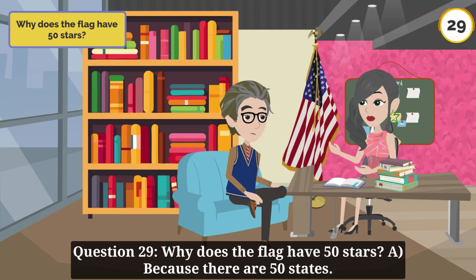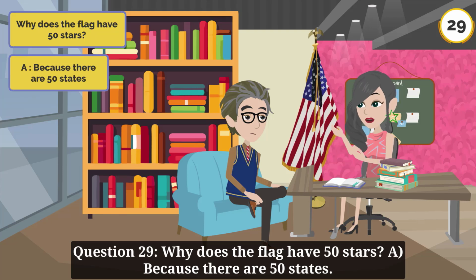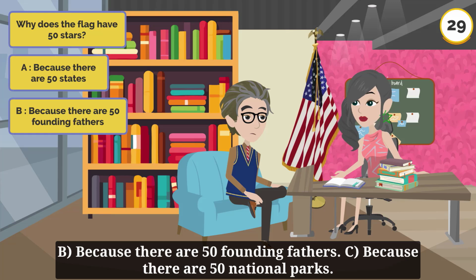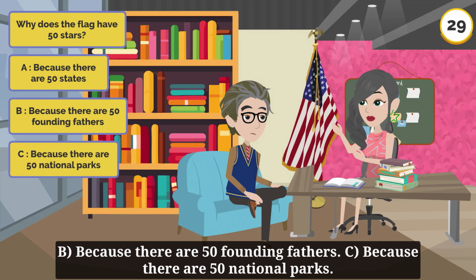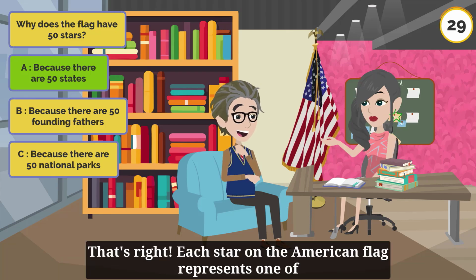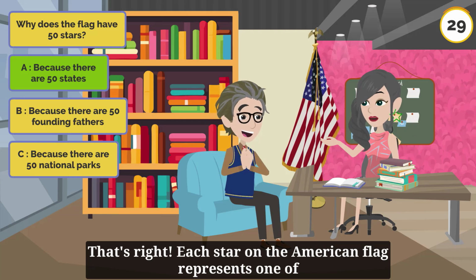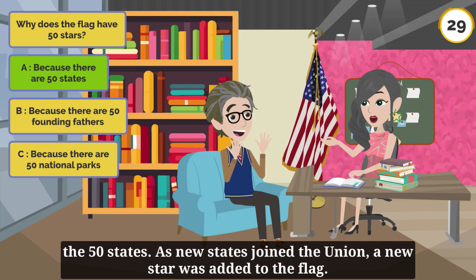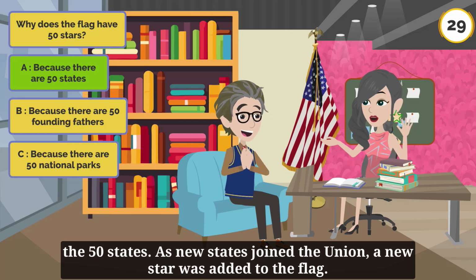Question 29. Why does the flag have 50 stars? A. Because there are 50 states. B. Because there are 50 founding fathers. C. Because there are 50 national parks. I think the answer is A. Because there are 50 states. That's right. Each star on the American flag represents one of the 50 states. As new states joined the Union, a new star was added to the flag.